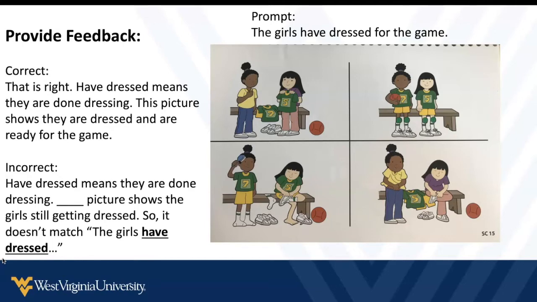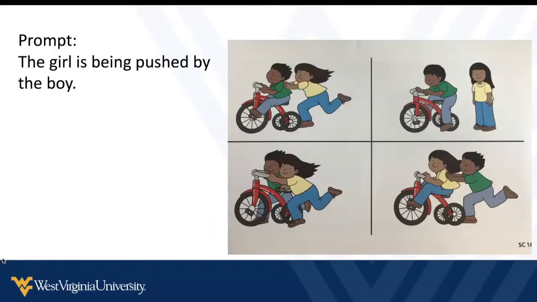Another option is to provide feedback. So again, the girls have dressed for the game. If they get it right, I might say something like, that's right. Have dressed means they are done dressing. This picture shows they are dressed and are ready for the game. If they got it wrong, I might say something like, have dressed means they're done dressing. This picture shows the girls are still getting dressed, so it doesn't match the girls have dressed for the game. Again, I'm going to give them some things and see if maybe they realize they need to pay closer attention to the prompt when they're picking their picture.